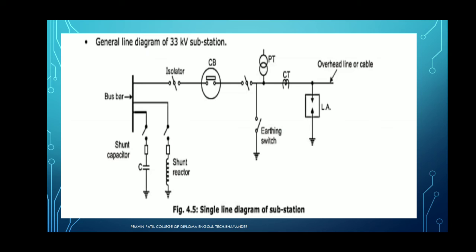Next device, the circuit breaker. The circuit breaker is a protective device in electrical power systems. The main function of the circuit breaker is that it makes or breaks the circuit under normal and abnormal conditions. This is the function of the circuit breaker. Next, the isolator is also a device. It has two contacts. If both contacts are connected, then it carries the continuity of the supply. If the contacts are open, there is discontinuity of the supply.